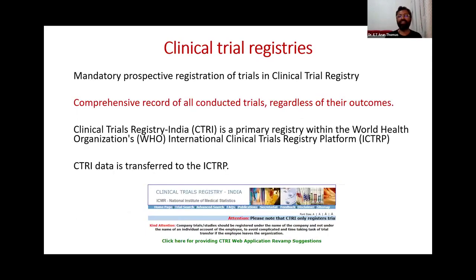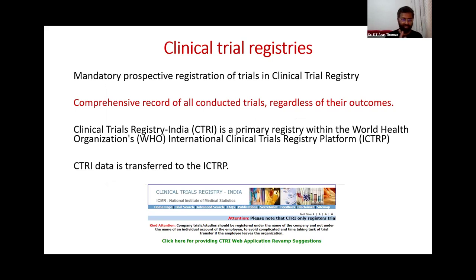Now we have clinical trial registries. It is mandatory to register in a clinical trial registry if I'm doing an intervention trial, and this is a comprehensive record. In India, we have CTRI, the Clinical Trial Registry of India, and WHO has the International Clinical Trials Registry Platform. So whatever is registered in the Indian registry will be automatically transferred to the international registry.